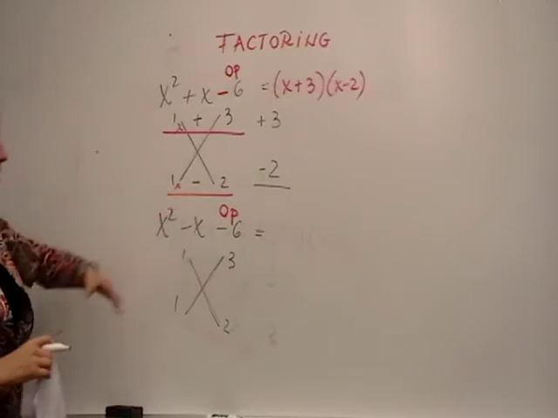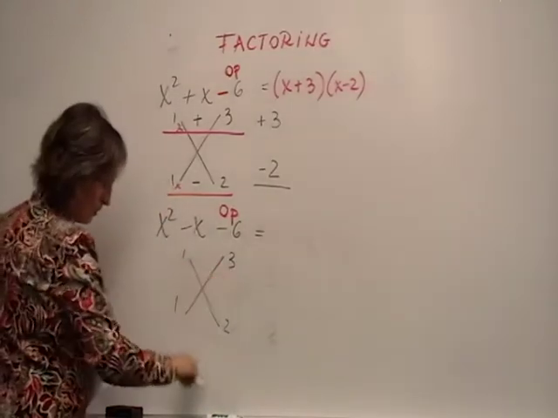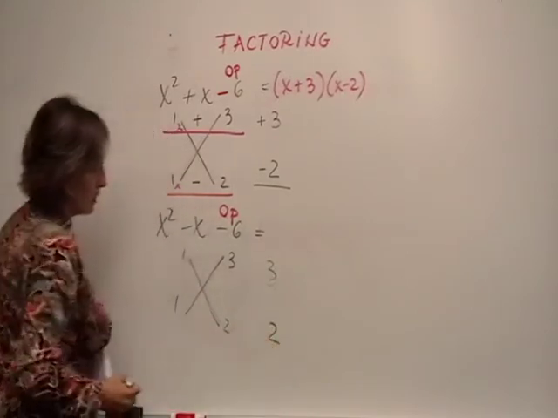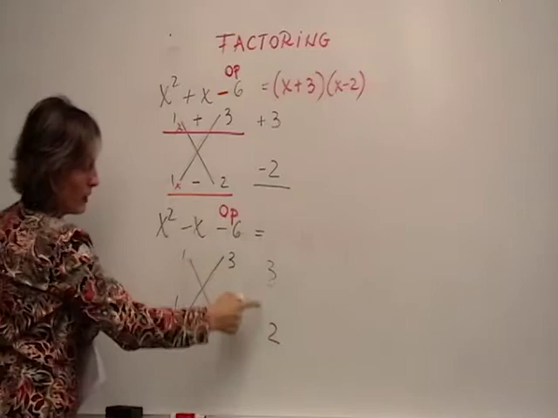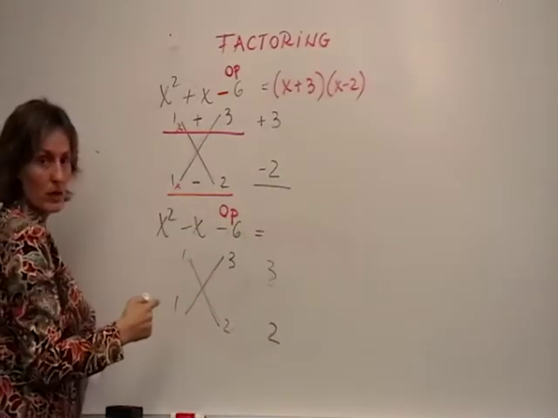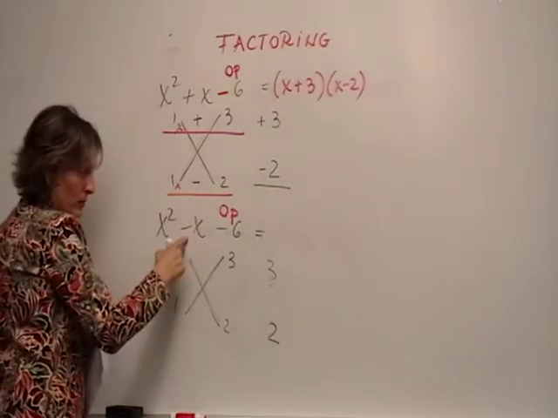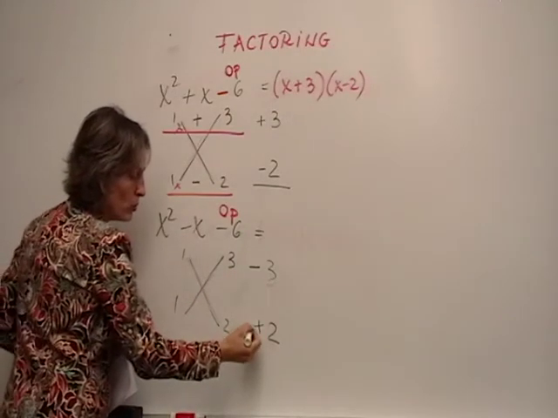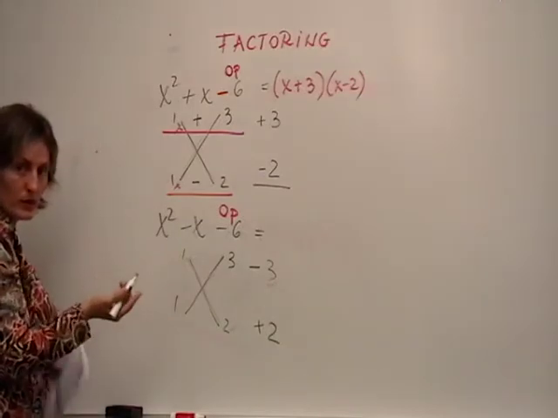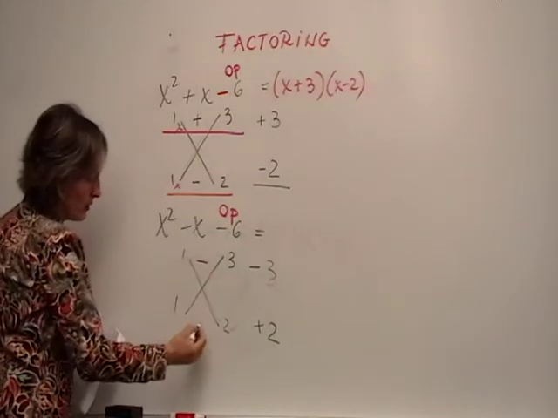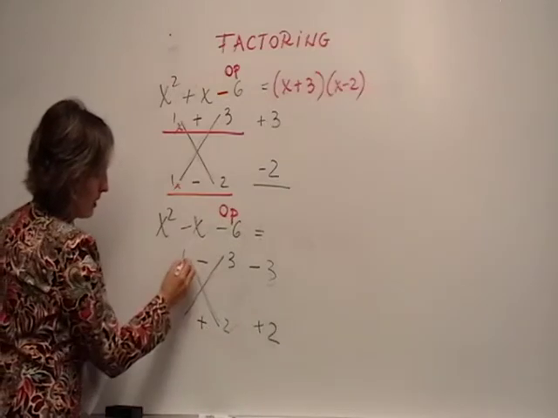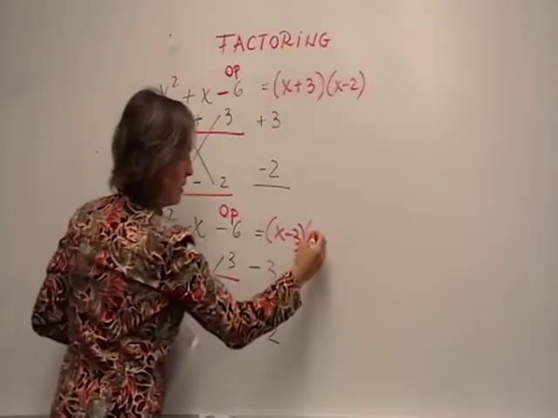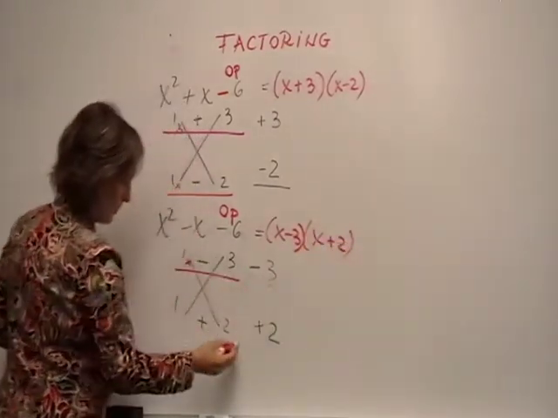And following the same concept, we multiply those two numbers, that's a 3, and those two numbers, that's a 2. So which one of them will be negative? The larger, because I need my sum to be negative. Only negative 3 plus 2 will give you a negative 1 as a sum. Does it make sense? So I put here negative and this is positive. And my answer is x minus 3 times x plus 2.